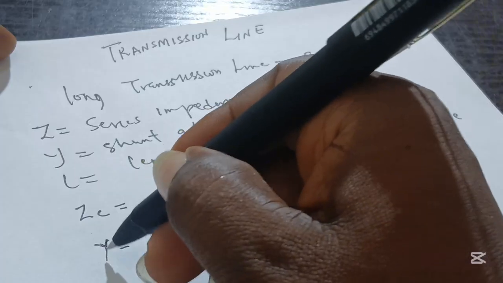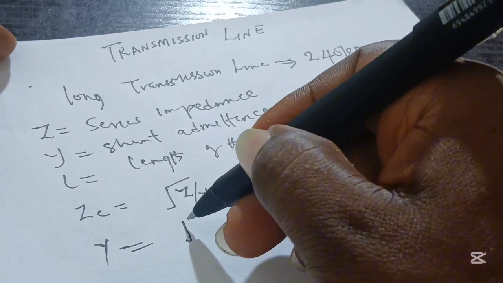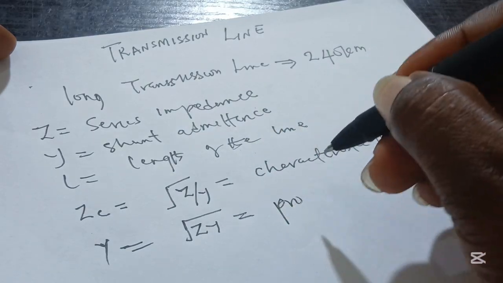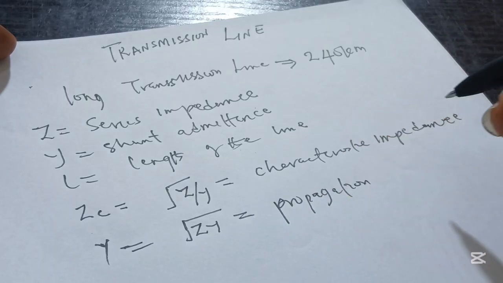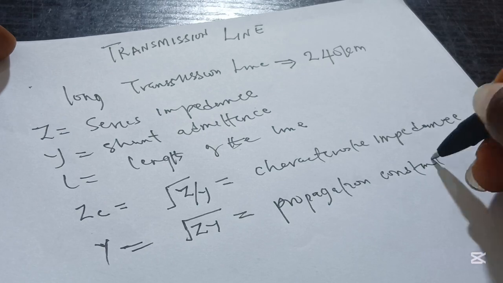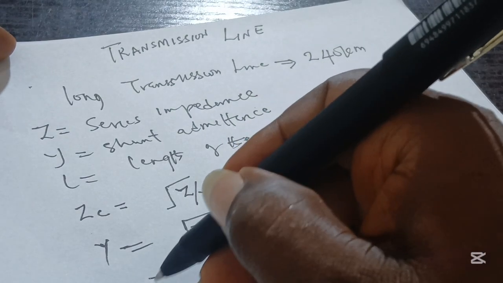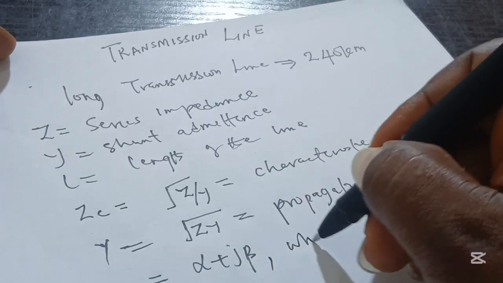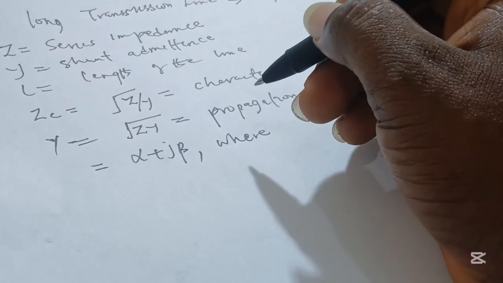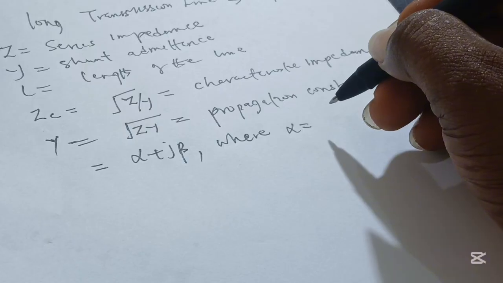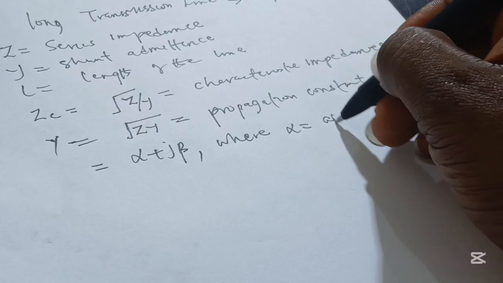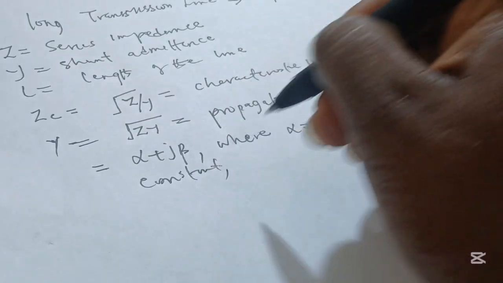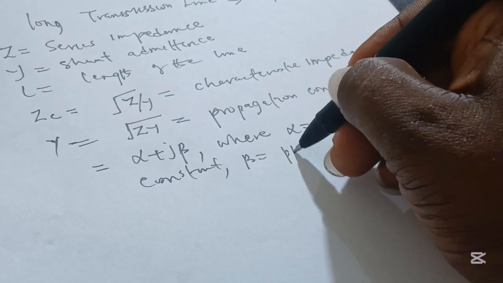I'm going to use gamma to represent the square root of Z times Y, and this is representing the propagation constant of the line, which we can also express as alpha plus j beta, where alpha is the attenuation constant and beta is the phase constant.